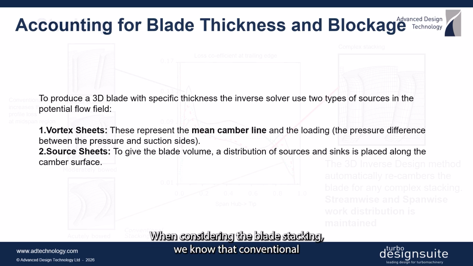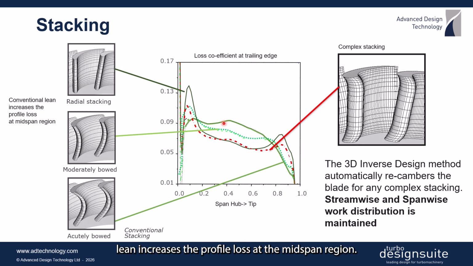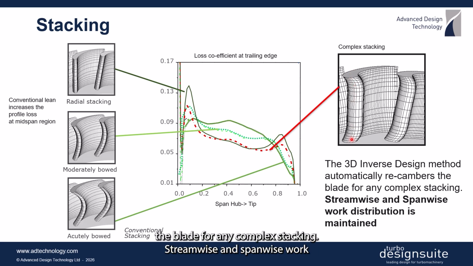When considering the blade stacking, we know that conventional lean increases the profile loss at the midspan region. The 3D inverse design method automatically recambers the blade for any complex stacking. Streamwise and spanwise work distribution is maintained, so we can suppress end wall and mid-passage loss by applying complex stacking with no loss of performance.